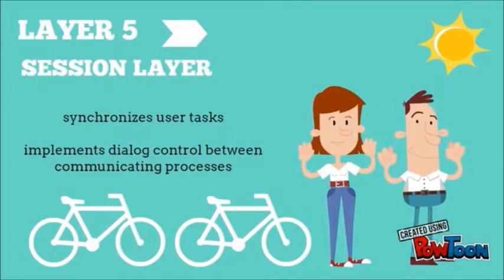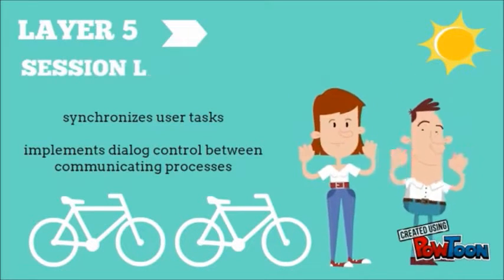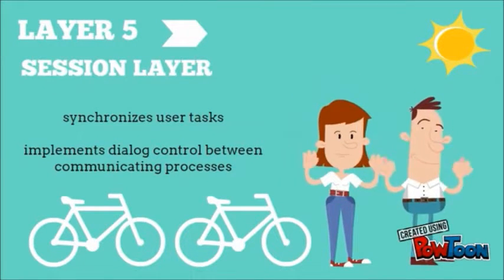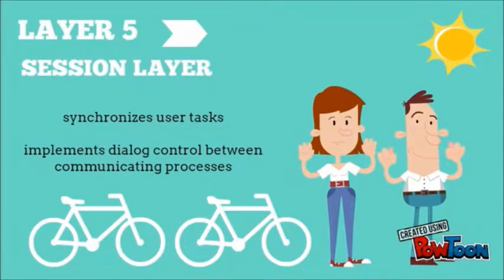The session layer synchronizes user tasks by placing checkpoints in the data stream. The checkpoints break the data into smaller groups for error detection. This way, if the network fails, only the data after the last checkpoint has to be retransmitted. This layer also implements dialogue control between communicating processes, such as regulating which side transmits, when, and for how long.